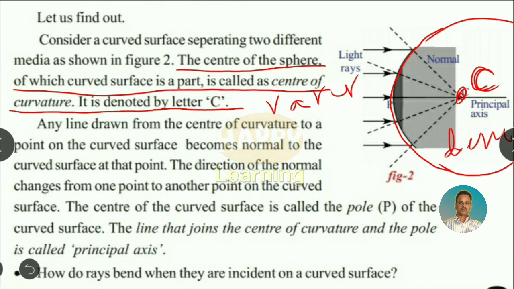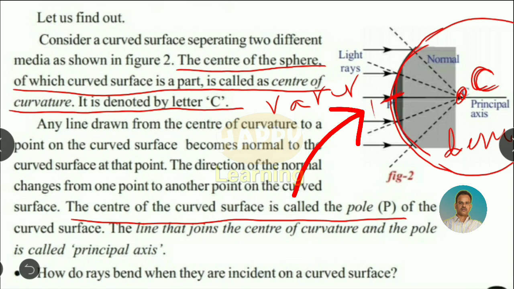Next, the center of the curved surface is called the pole P. So here we have this much curved surface, and its center is this one, and here it is P, the pole. The center of the curved part is the pole, and it is denoted by the letter P.